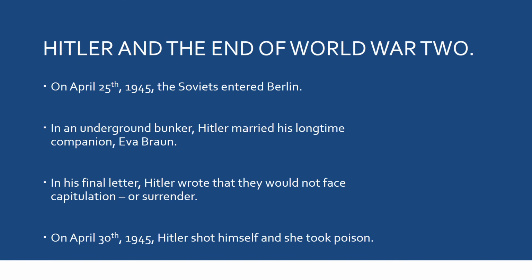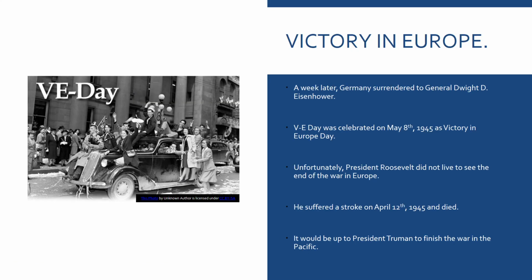In an underground bunker, Hitler is going to marry his longtime companion, Eva Braun. In his final letter, Hitler writes that they will not face capitulation, or they will not surrender. And on April 30th, 1945, Hitler shot himself, and she will commit suicide as well by taking some poison. A week later, Germany is going to surrender to General Dwight D. Eisenhower, and VE Day, or Victory in Europe Day, was celebrated on May 8th, 1945.